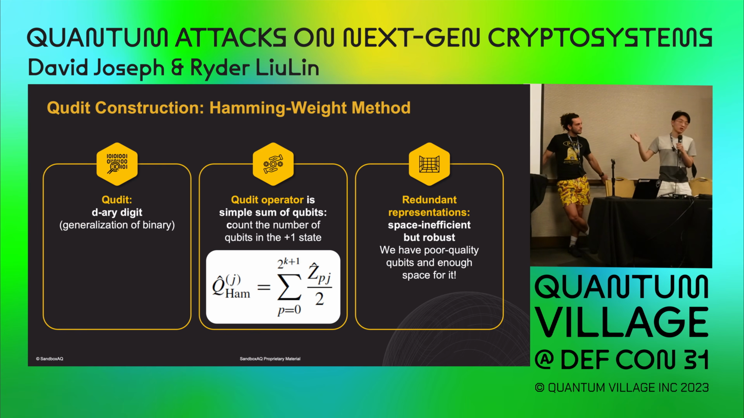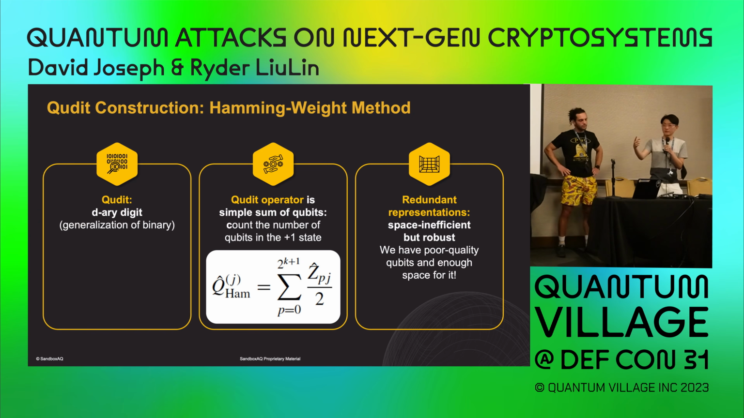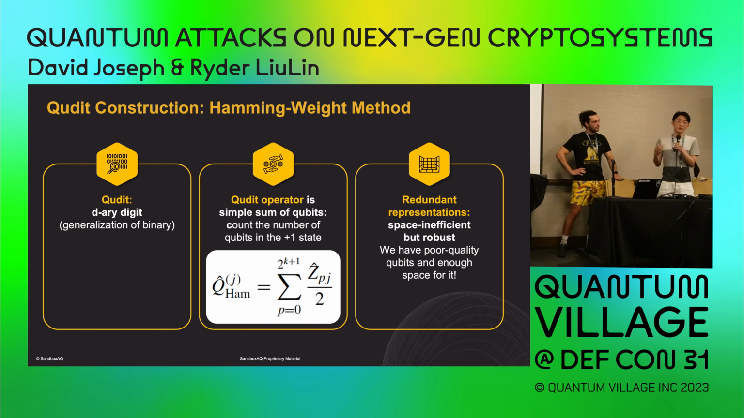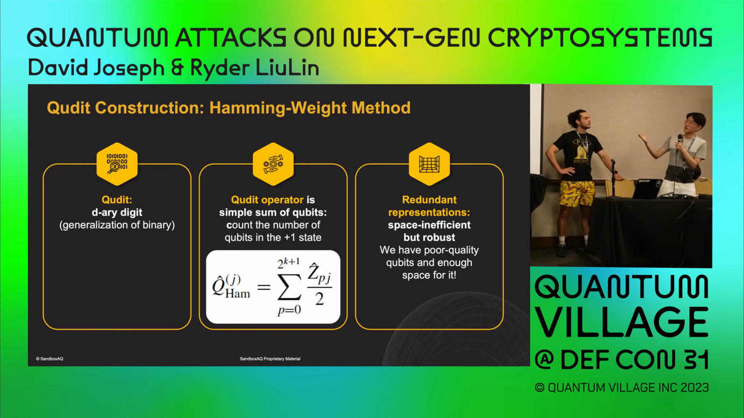So obviously here there are redundant representations, right? So 1, 1, -1 is the same as 1, -1, 1, right? They both represent the same thing, but it's more robust. In our case, in the real world case, we have poor quality qubits, and we have enough space to justify using the Hamming-Weight method. Because of this poor quality, we can't really get away with using the binary encoding method because there's just too much risk of stuff going very wrong.